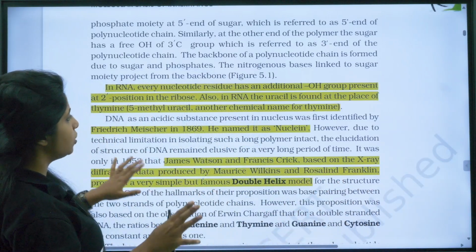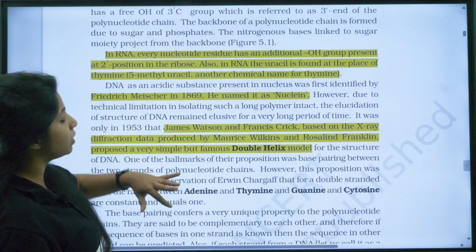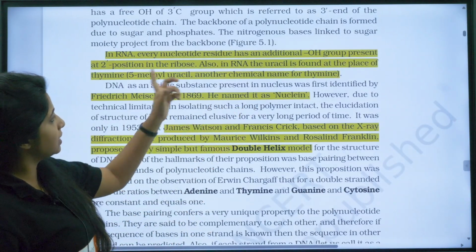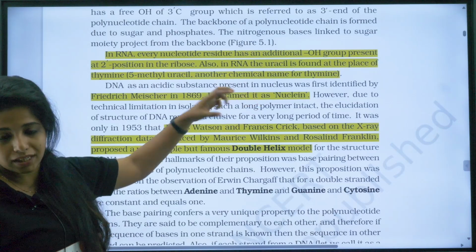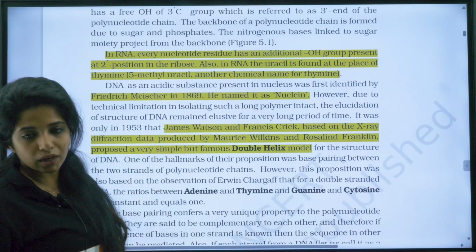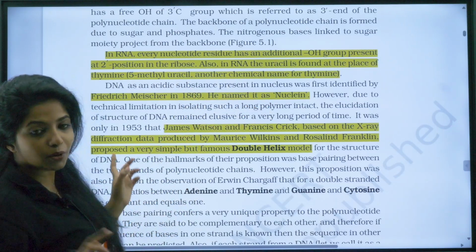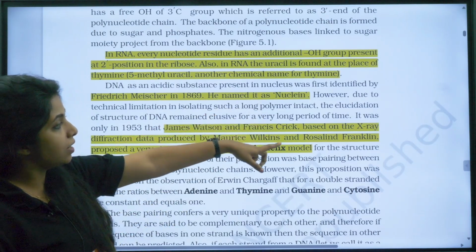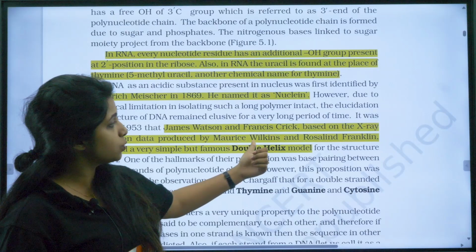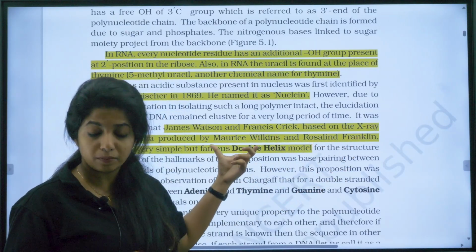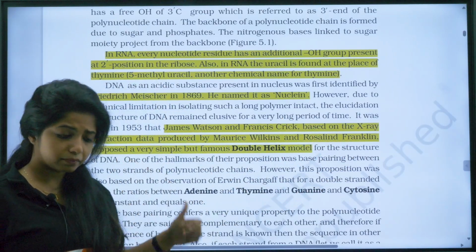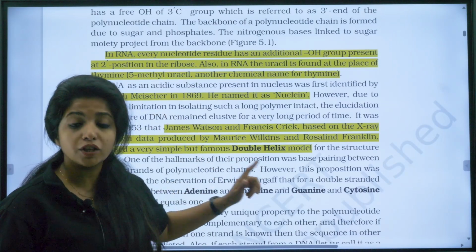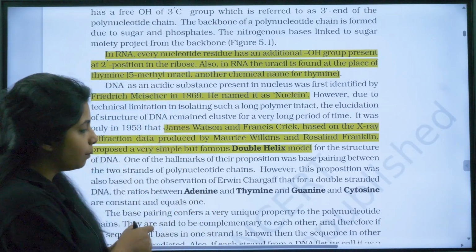Okay, so I just listed you one thing. Now, the people behind the discovery: Friedrich Miescher was the one who basically said that there is an acidic substance present in the nucleus. He called it nuclein, and he didn't call it DNA. Then James Watson and Francis Crick came forward, and based on the X-ray diffraction produced by Maurice Wilkins and Rosalind Franklin, who are the two people who did the X-ray diffraction, James Watson and Francis Crick gave the double helix model. So you should be knowing who gave the double helix model, my dear children.